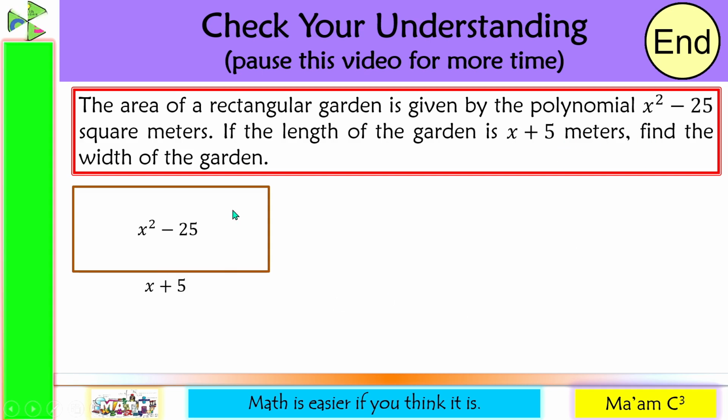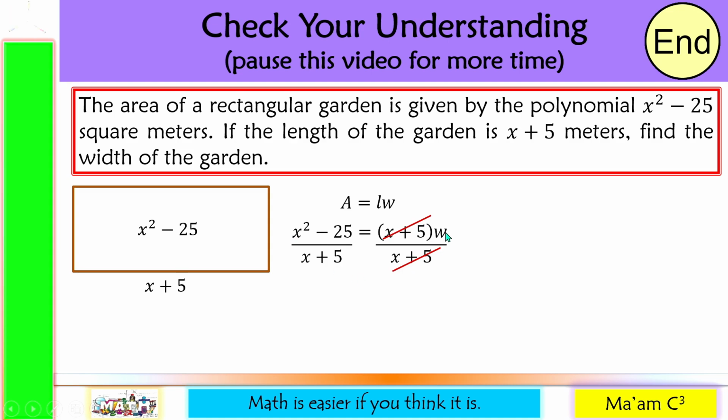Next, we are asked to determine the width of the garden. We know that the area is equal to length times width. And we are given the area, x squared minus 25, as well as the length, which is x plus 5. Let us substitute these values in our formula. If we want to solve for W, we have to eliminate this x plus 5 here. So we're going to divide both sides by x plus 5. So this x plus 5 will cancel out, and we have x squared minus 25 over x plus 5 is equal to W.